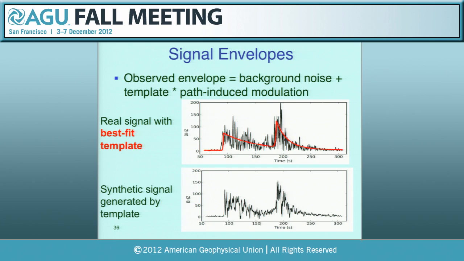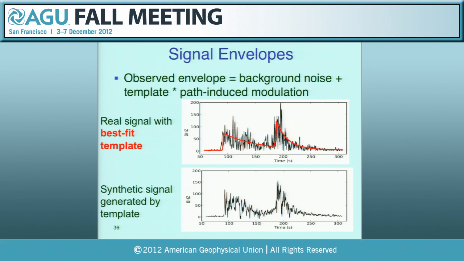So here's a little bit about what the model looks like. We say that the observed envelope for the arriving signal consists of the background noise plus a template whose parameters depend on the size of the event, the distance, and so on, and then a path-induced modulation. We call those the wiggles, and the wiggles are path-specific. So if you have a doublet, an event in the same location again, you will get the same wiggles in your signal.